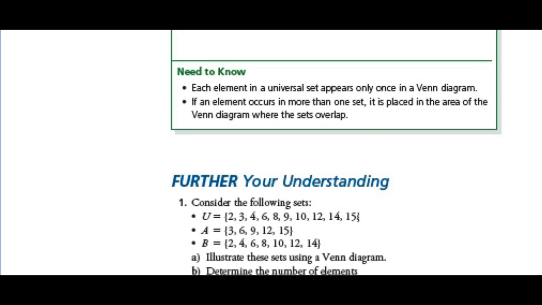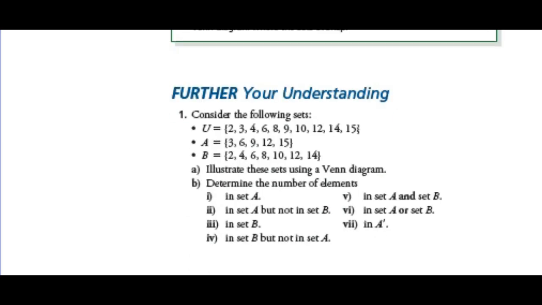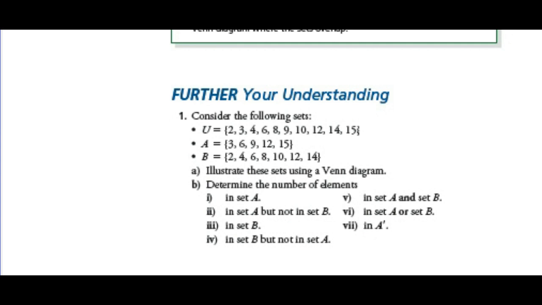Each element in a universal set appears only once in a Venn diagram. If an element occurs in more than one set, it's placed in the area of the Venn diagram where the sets overlap. Okay, that's the lesson. Now we're going to do 5 questions. Further your understanding, consider the following sets.